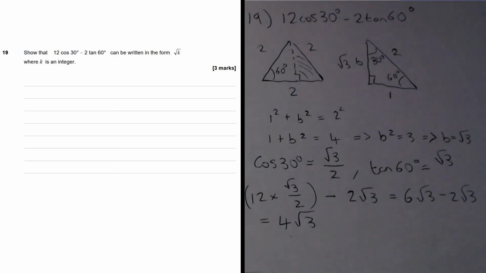But be careful. It wants the answer in the form square root k. So we need to get this all under the square root sign. So this is root 3 times 4. But what's 4 as a square root? That's the square root of 16. And now we can multiply the 3 and the 16 together, and we're going to get 48. So this is the square root of 48. So that's our answer. k is 48.